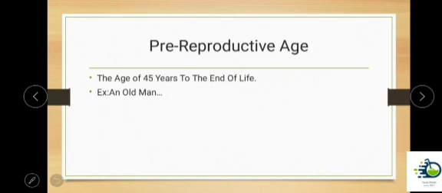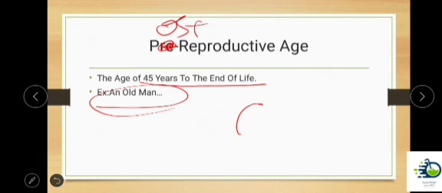Now, the post-reproductive stage is the age of 45 to the end of life. Examples are old men.